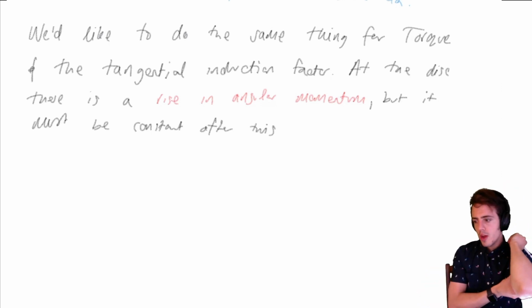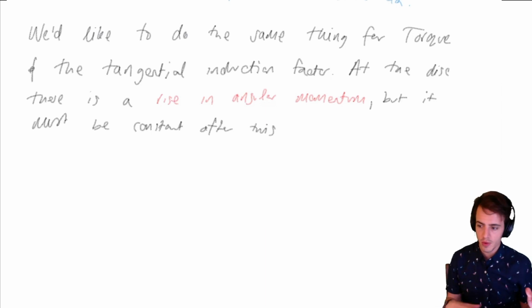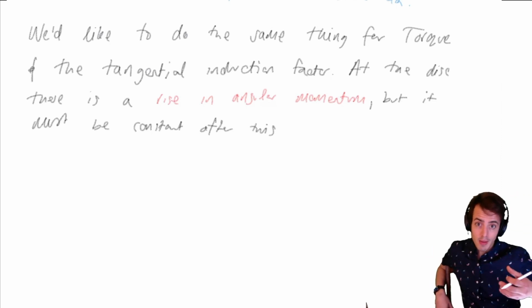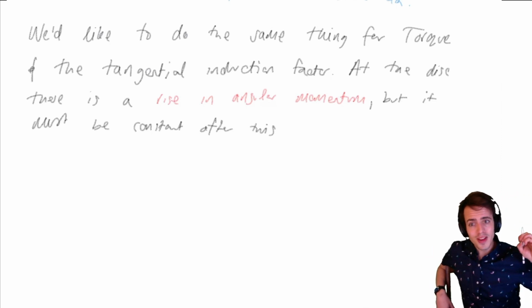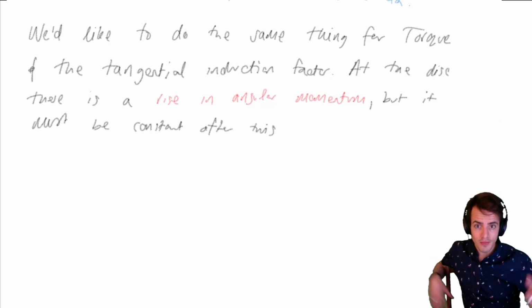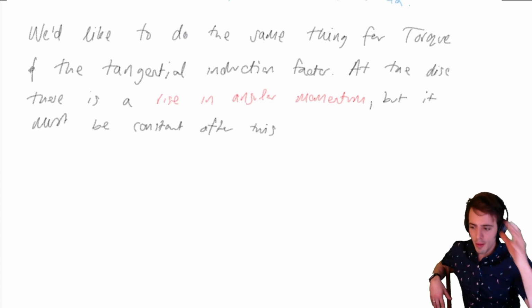So we can use our rate of change of angular momentum in the slipstream. We can equate the rate of change of total angular momentum to the torque that's been added to the slipstream, or the torque that's required to drive the propeller itself.